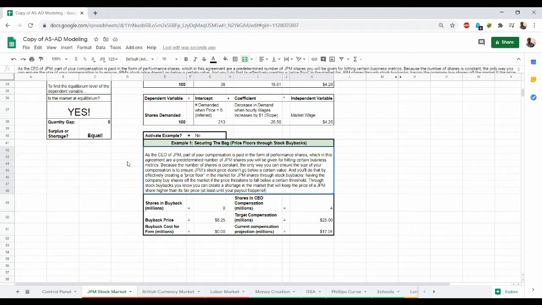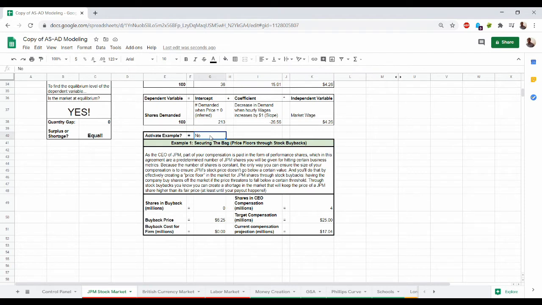Through stock buybacks, you know you can create a shortage in the market that will keep the price of a JPM share higher than its fair price, at least until your payout happens. So let's activate this example. In this example, we want to see a situation where the target compensation is $25 million, which you would be able to see in cell K50. Currently, the projected compensation is $17 million. So what would happen if there was an attempt to keep a floor below the market price so that the price in the market never actually hits the fair price?